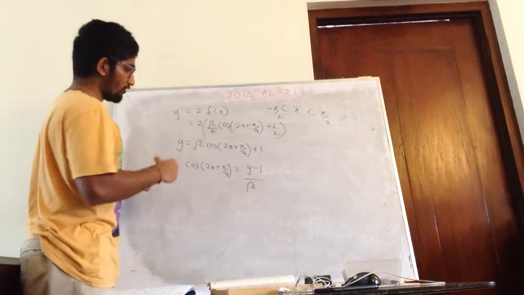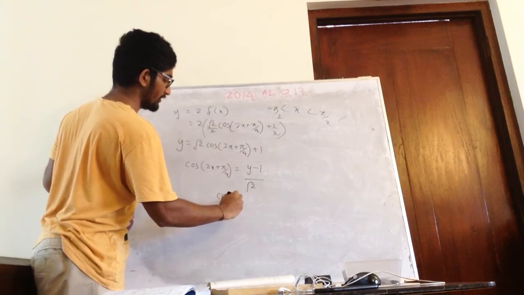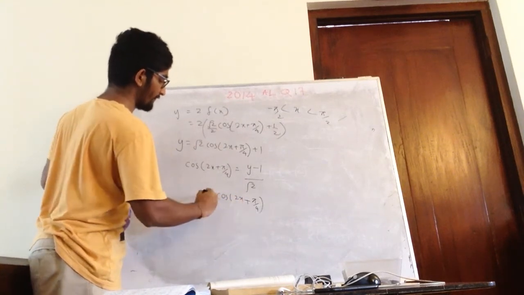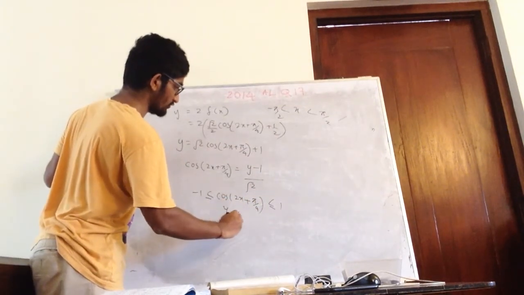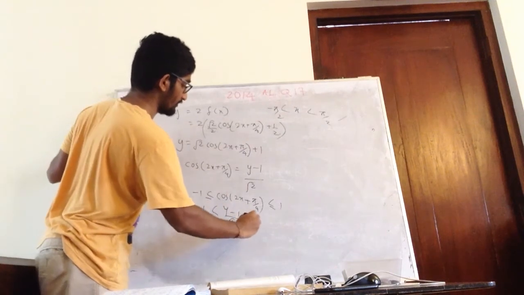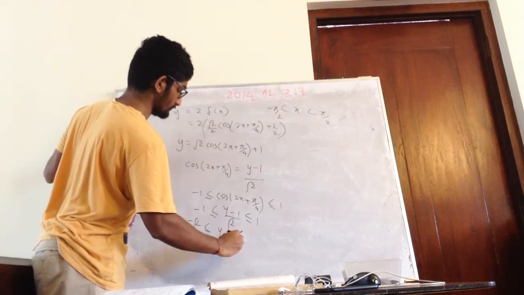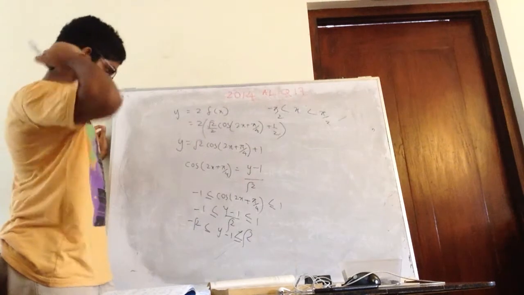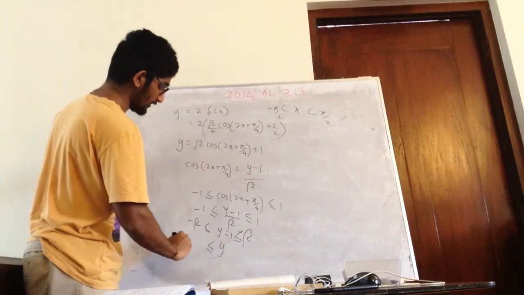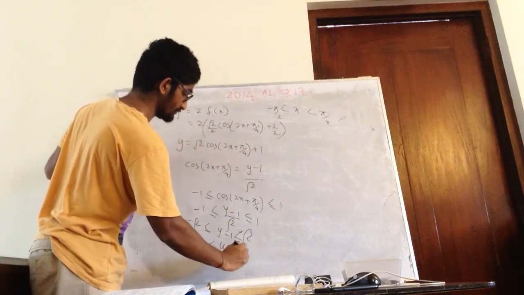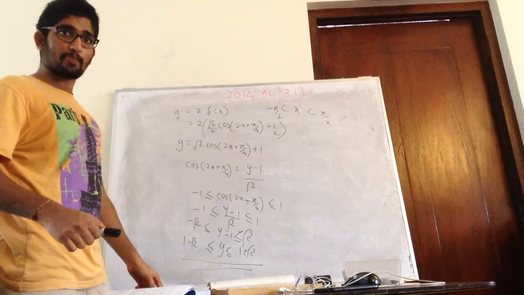Right? So now from the basic trick you know that a cos value is between minus 1 and positive 1. That means y minus 1 over square root 2 is between minus 1 and plus 1. So then you add plus 1 on both sides, so y is between this, right?